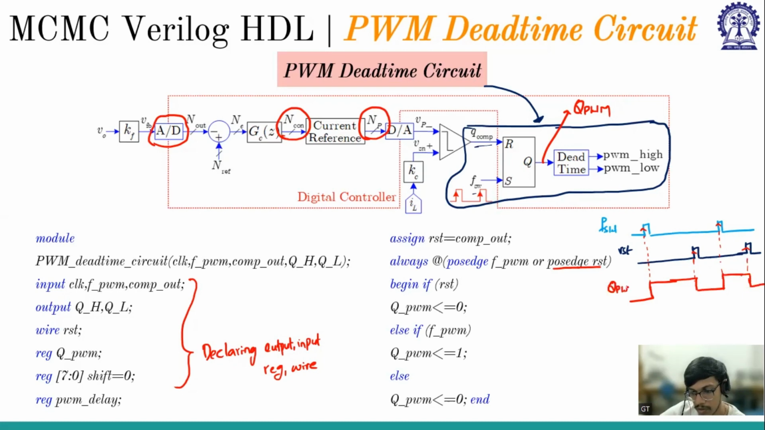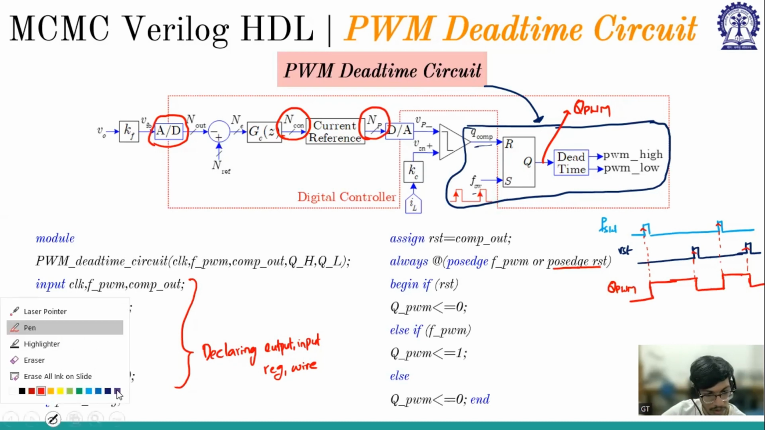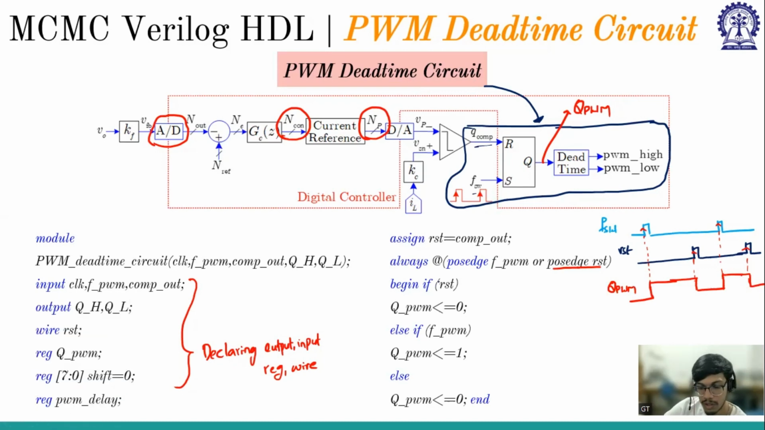Sir, here this non-blocking is used for QPWM. Yes. Sir, non-blocking, we said it is parallel assignment. Yes. Blocking means it is sequential. Yes. Sir, here if QPWM is assigned 0, since it is parallel, since it is a non-blocking statement. Okay, understood.